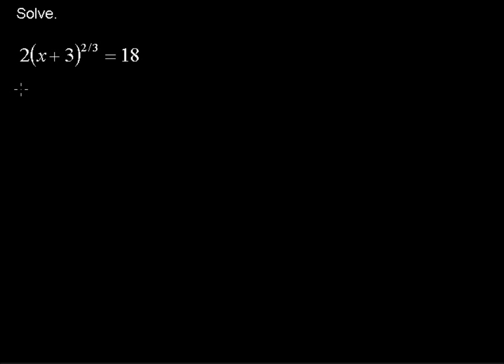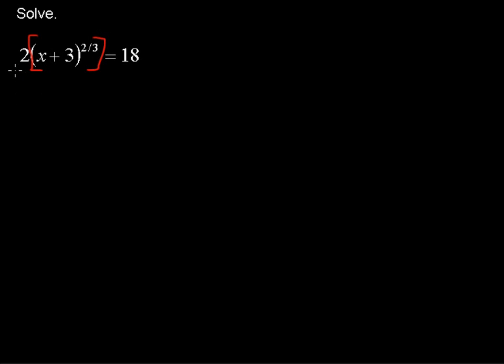Solve. 2 times the quantity x plus 3 raised to the 2/3 power equals 18. When we have any problem like this, where we have some quantity raised to an exponent, we want to simplify or isolate that part of the problem.